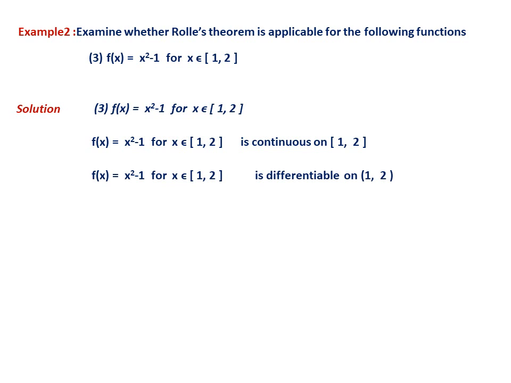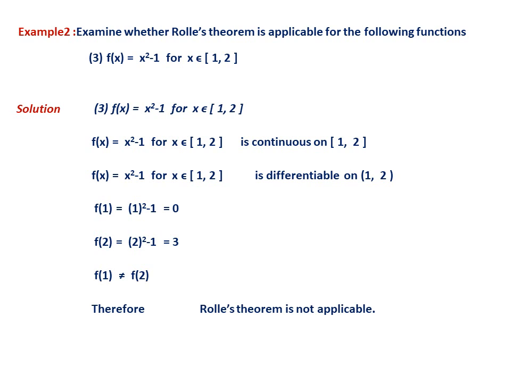It is also differentiable. f(x) equal to x square minus 1 is differentiable on the open interval 1 to 2 also. So, the second condition is satisfied. Let us check the third condition. What about f(1)? 1 square minus 1, 0. What about f(2)? 2 square minus 1, 3. But f(1) is not equal to f(2). Therefore, the third condition is violated. Therefore, you cannot apply Rolle's theorem here. So, we have to write, therefore, Rolle's theorem is not applicable. So, this is the third part of the second example.